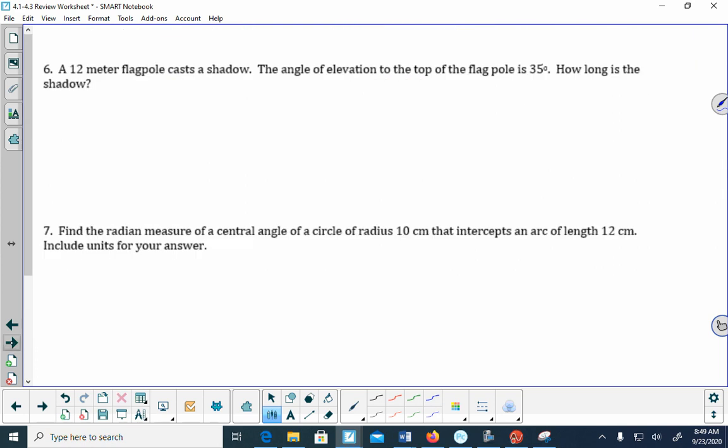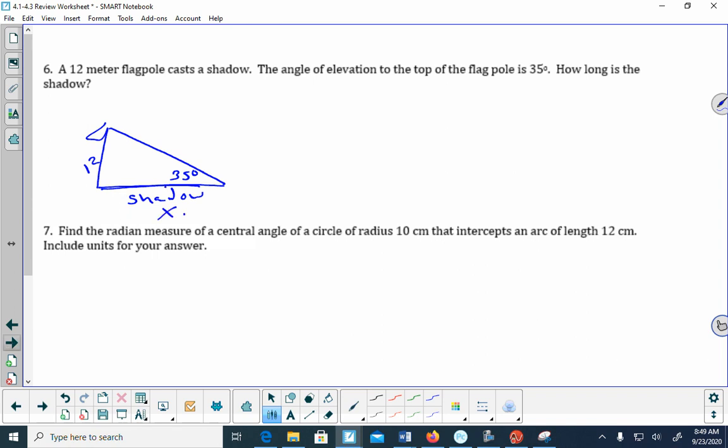Number 6 asks me about a picture. It's 12 meters. That's the shadow. Here's the shadow. Remember, shadow lays on the ground. The angle of elevation to the top of the flagpole, so looking up to the top of the flagpole, is 35 degrees. And remember, this is my shadow. And this is what I'm looking for.